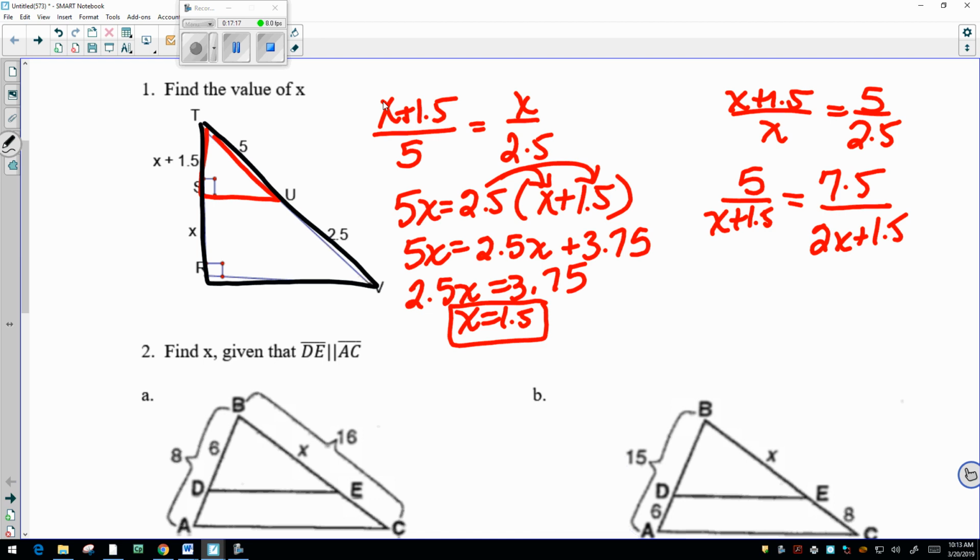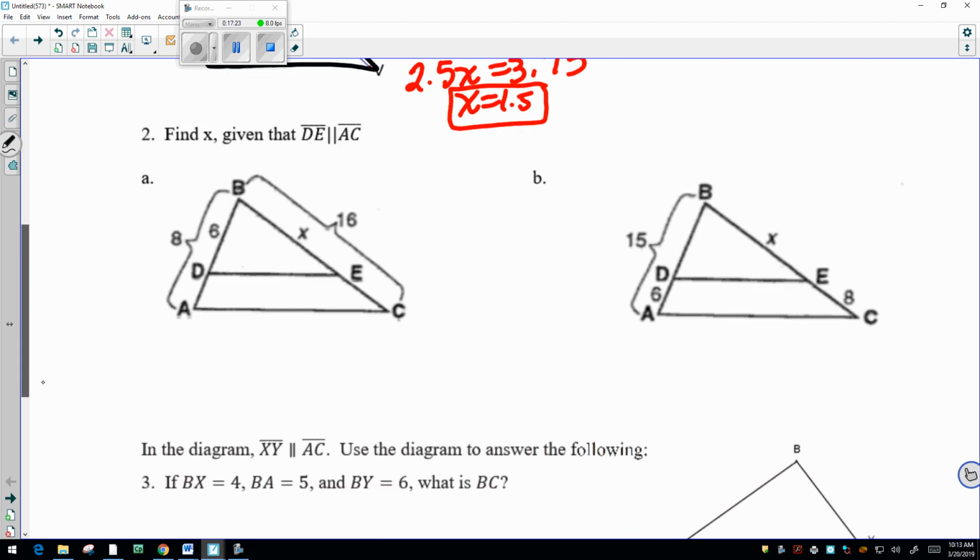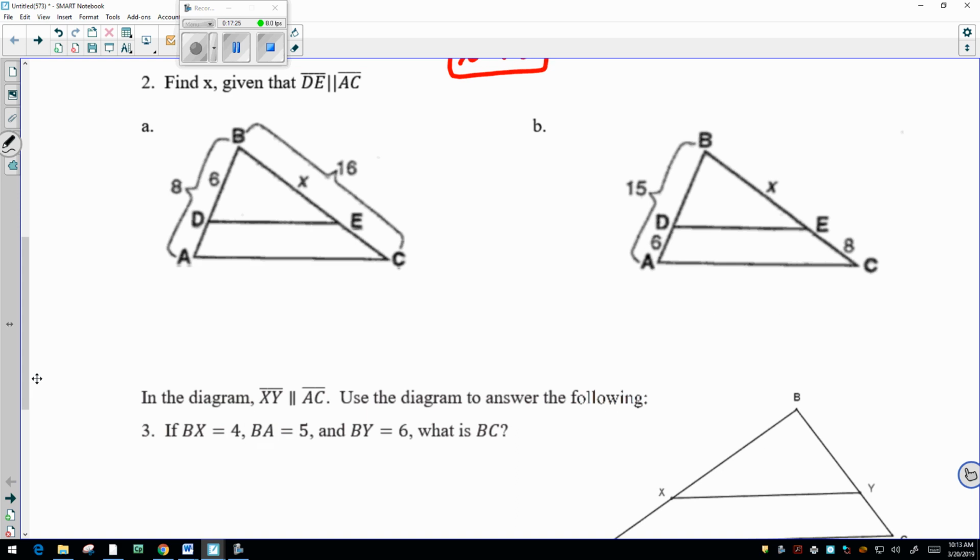Are there questions on that? Okay. How about number 2? Number 2, we should be getting an answer of 12. Okay. Maybe a proportion you could use. How about 6 over 8 is equal to x over 16? And we could cross multiply from there and get x equaling 12.